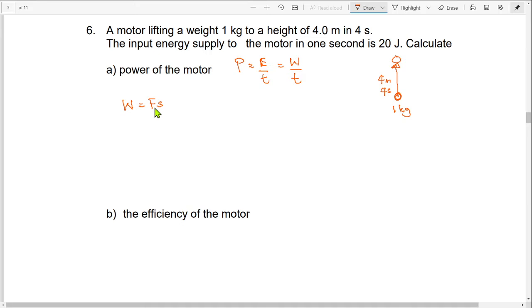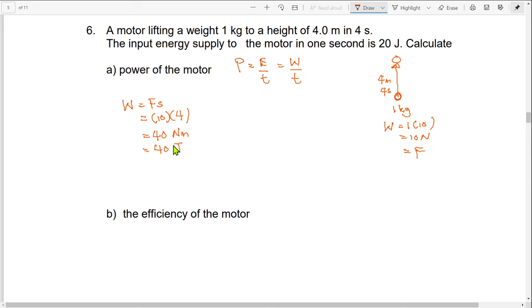What about our F? Okay, the mass of the weight is 1 kilogram. Therefore, the weight would be 1 multiplied by 10. That will be 10 Newton. So this is the force. Okay, so work equal to force, that will be 10 Newton, multiplied by displacement, 4 meters. So the work done would be 40 Newton meter. Now remember, we can also write this as 40 joule.